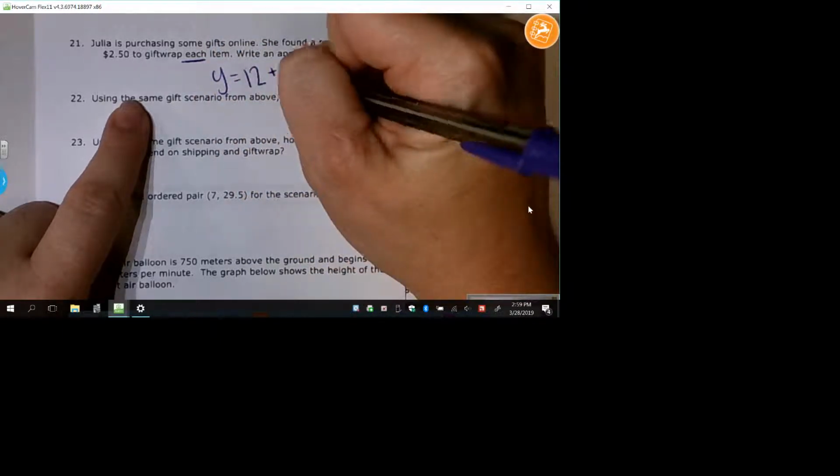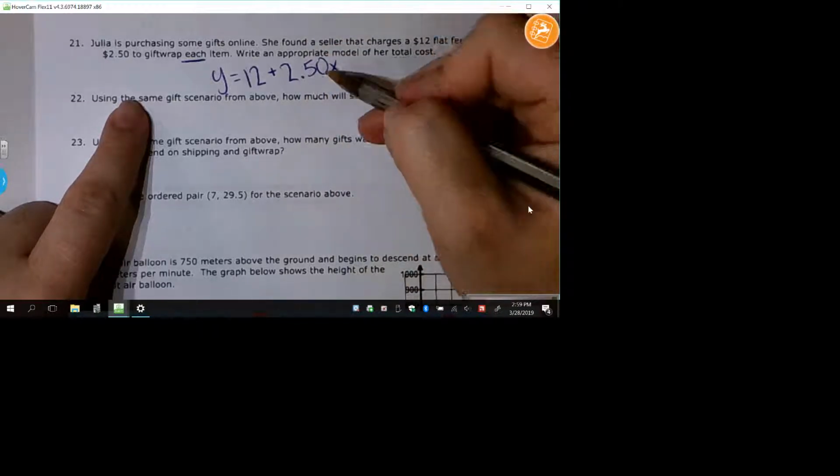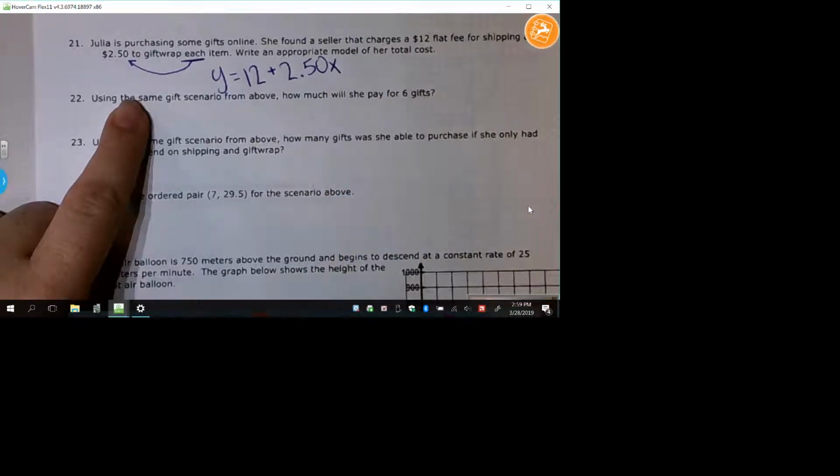So y equals, it's $12 plus $2.50 each. Remember the word each, every, and per tell you where the x goes. So since there was an each with the $2.50, that's why the $2.50 has the x. Okay, that's what you're paying over and over and over again if you buy more and more and more.